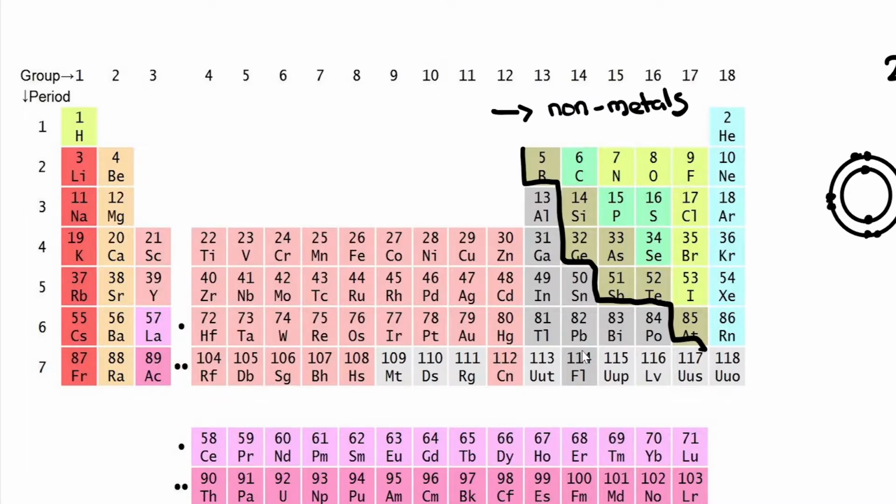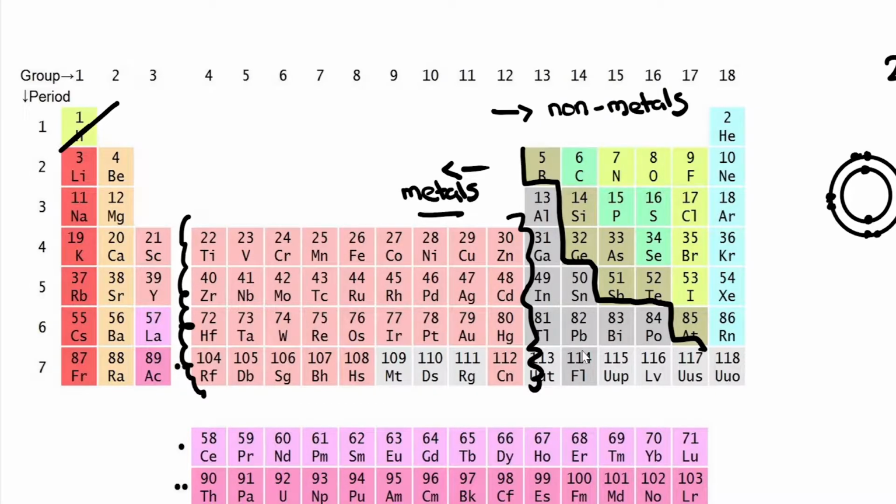And everything to the left of this is called metals, excluding hydrogen. So hydrogen is actually a nonmetal. But everything else on the left is metals, and everything to the right is nonmetals. And for future reference, we'll be looking at nomenclature with these. This area here, everything here, are transition metals, and they're a type of metal, right?